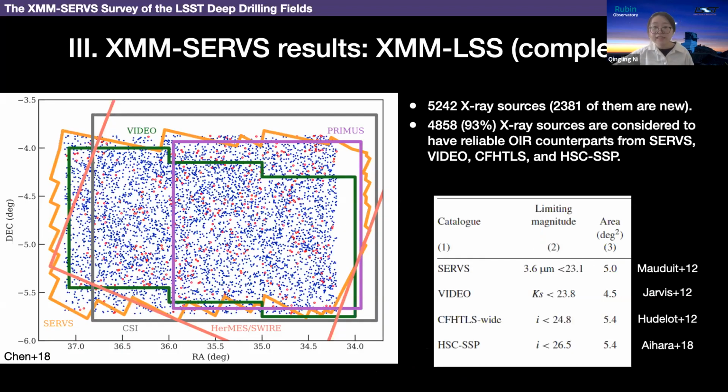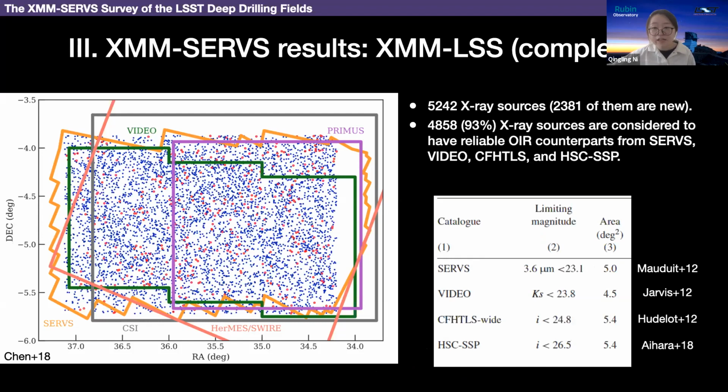So with this sensitivity, we detect more than 2,000 X-ray sources. I won't spend time here introducing how we deal with the source detection process in XMM-SERVS. Instead, I would like to mainly focus on the multi-wavelength counterpart matching process, as finally we would like to match these X-ray sources with LSST sources.